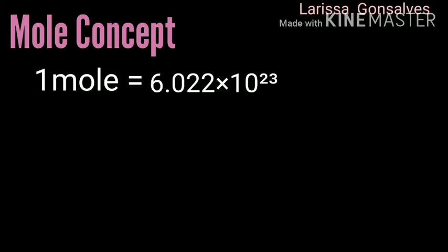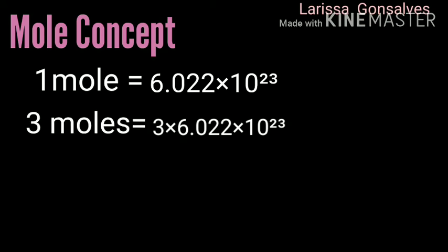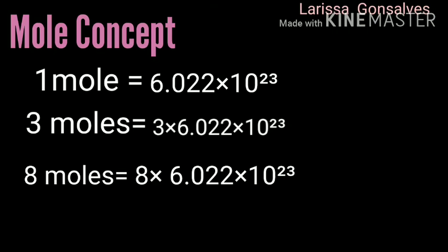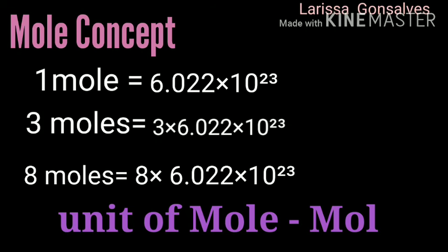Let us now check if you understood the concept of mole. When I say 1 mole of a substance, it is going to correspond to a value of 6.022 into 10 raised to 23. If I take the number 3 and if I multiply it with 6.022 into 10 raised to 23, then it is going to give me 3 moles of that particular substance. And if I say 8 moles, then you are going to multiply 8 with 6.022 into 10 raised to 23, which is going to give me 8 moles of that particular substance. The symbol which is used to represent mole is MOL.